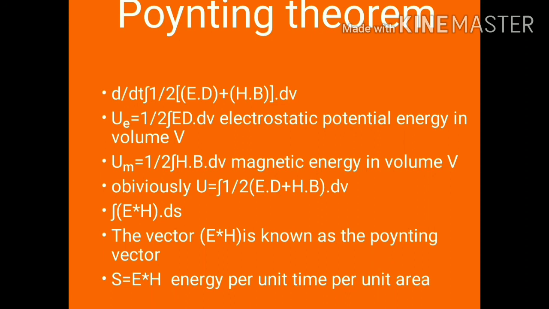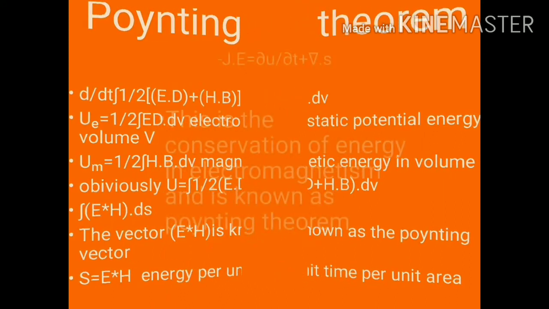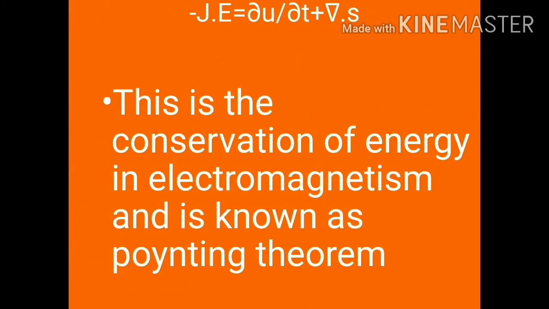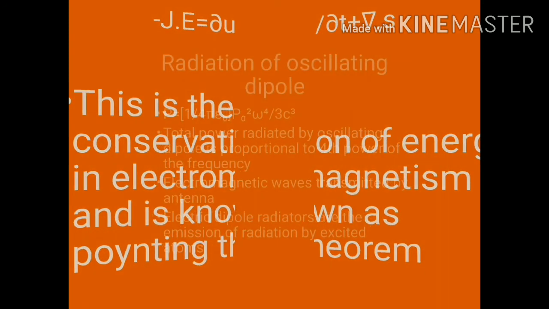The vector E cross H is known as the Poynting vector. S is equal to E cross H, energy per unit time per unit area. Minus J dot E is equal to dou U divided by dou t plus del dot S. This is the conservation of energy in electromagnetism and is known as Poynting theorem.